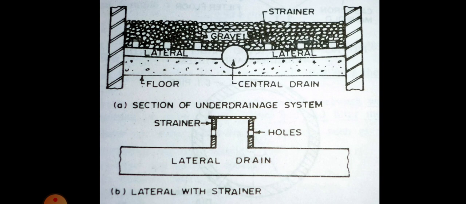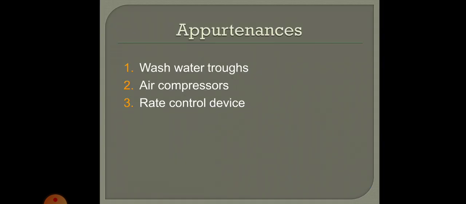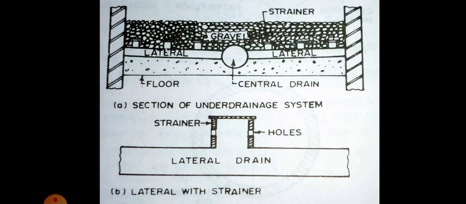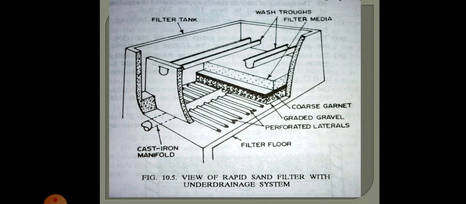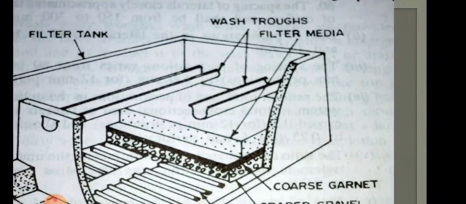And next comes the appurtenances. Appurtenances are additional fittings that are provided, and the following appurtenances are normally used in the case of a rapid sand gravity filter. Firstly, the wash water troughs, then we have the air compressors and the rate control device. A wash water trough, like we saw in the figure, you can see here this wash water trough.